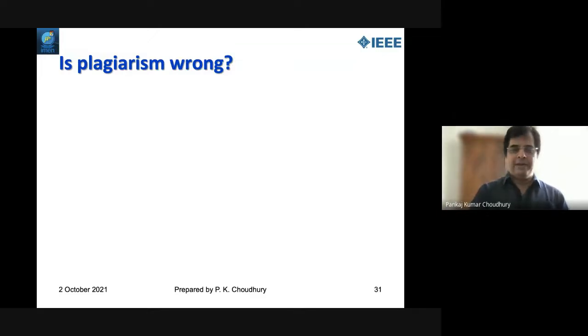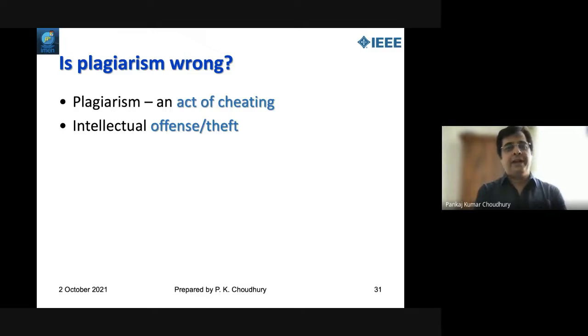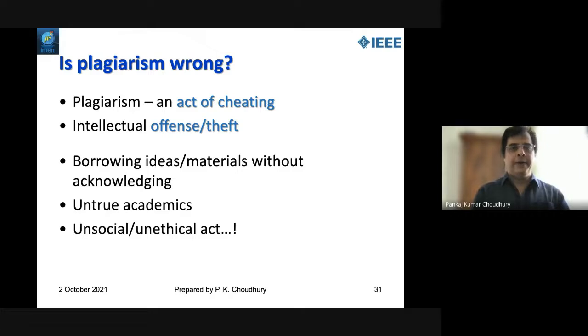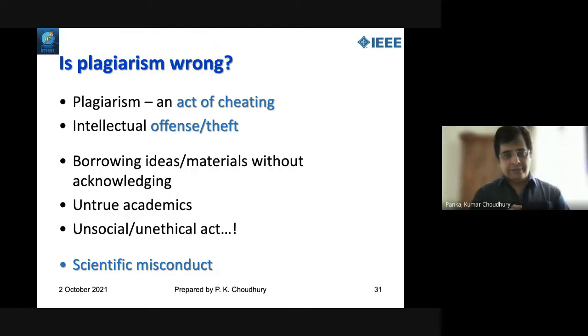Now, is plagiarism wrong? As I stated before, it is. It is an act of cheating. It is intellectual offense or intellectual theft. Okay. It means we are borrowing ideas or materials without properly acknowledging. So it is not true academics. It is a social act, a kind of unethical act. And finally, if I summarize all this, I can say that it is scientific misconduct. Okay, one should not fall into these kinds of things.